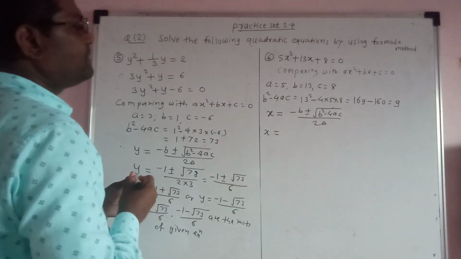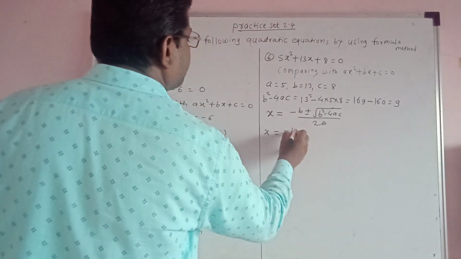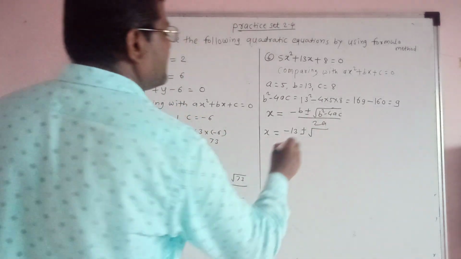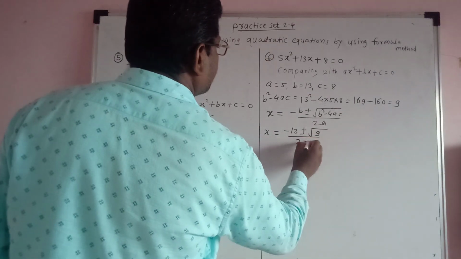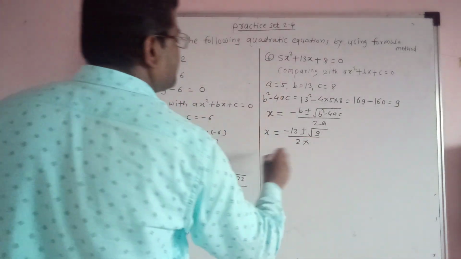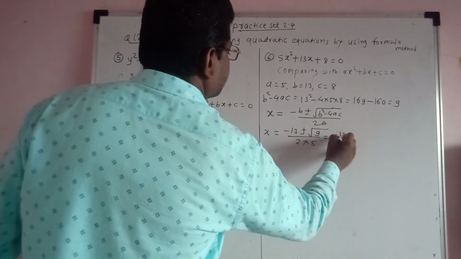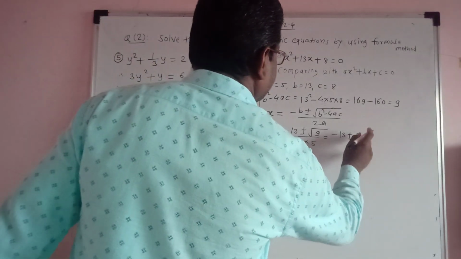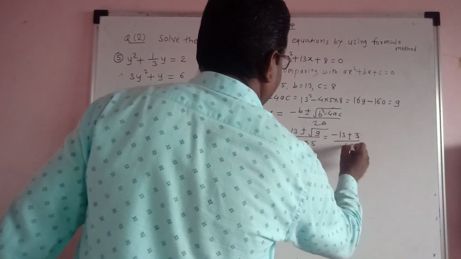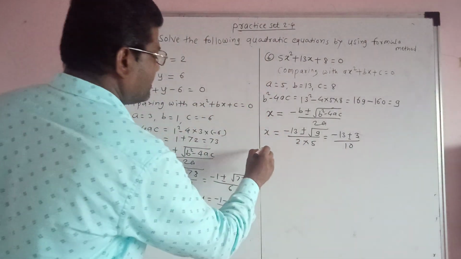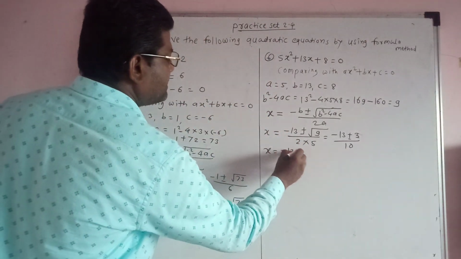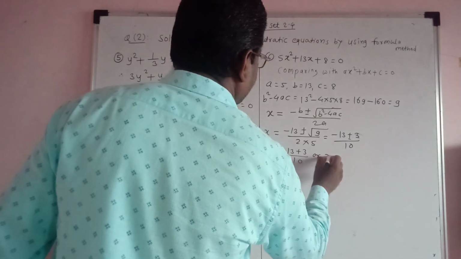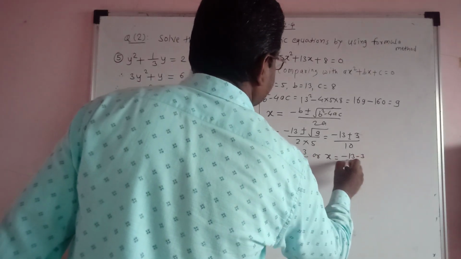Therefore x is equal to, b is 13, so minus 13 plus minus square root of the value of b square minus 4ac, which is 9, upon 2 into a, value of a is 5, is equal to minus 13 plus minus square root of 9, which is 3, divided by 2 into 5 is 10. Therefore x is equal to minus 13 plus 3 upon 10, or x is equal to minus 13 minus 3 upon 10.